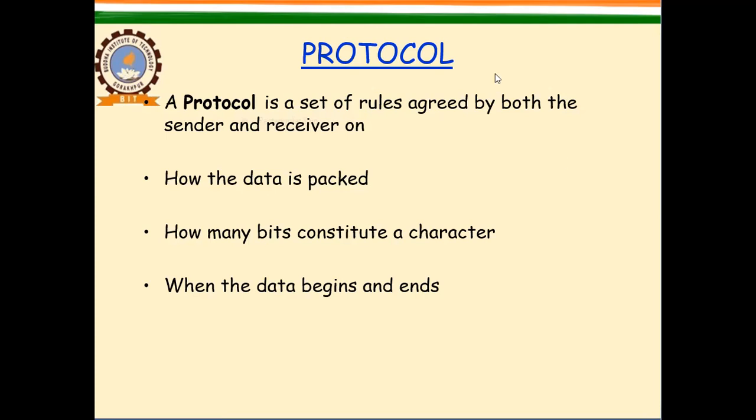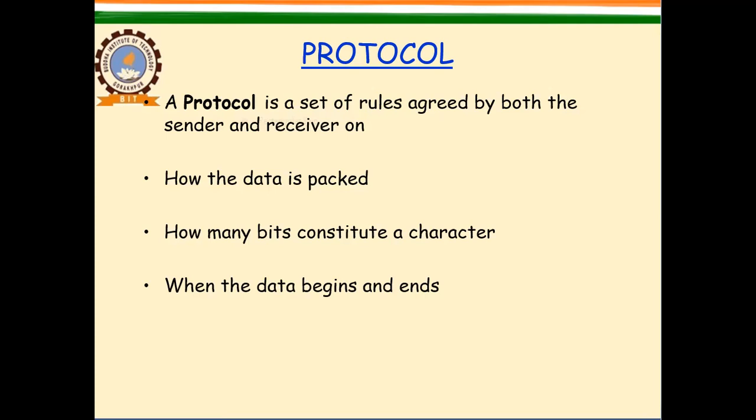So first is how the data is packed. The data is packed in either byte or nibble or double byte of word or double word, and so as they are sent. How many bits constitute a character? So there should be a rule. It shows how many bits constitute a character. Means a character can be built using a number of bits, and that number of bits is decided before the transmission, and that comes under protocol.